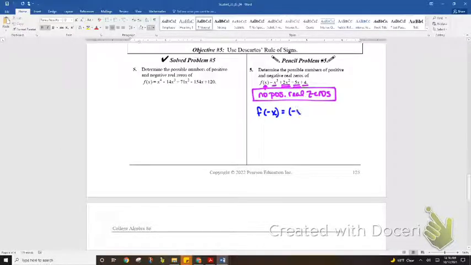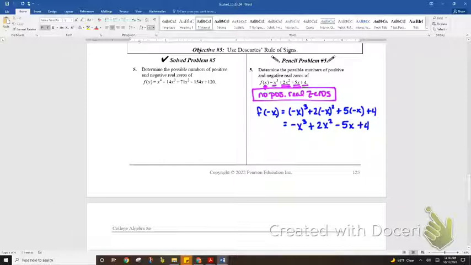Alright, so I'm plugging in negative x for all of my x's. I'm going to simplify that. So negative x raised to the third is negative x cubed. Negative x raised to the second is positive x squared times positive 2 is 2x squared. 5 times negative x is negative 5x, and then plus 4.